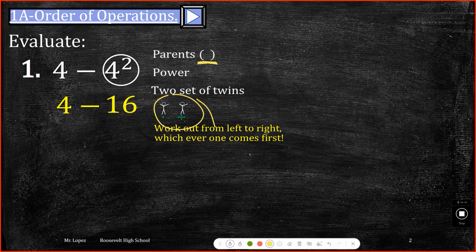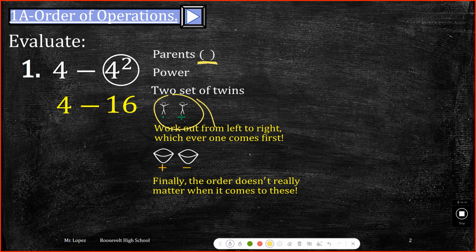And the babies are add and subtract, and those are easy. Finally, the order doesn't really matter when it comes to add or subtract. I can go more in depth as to all this, but again, this is kind of 6th grade math, and I just want you to be able to do this easily and have no problems. And if you never really learned it correctly, I'm just going to tell you how to do it correctly now. So we're going to do this. 4 minus 16 is going to be this.